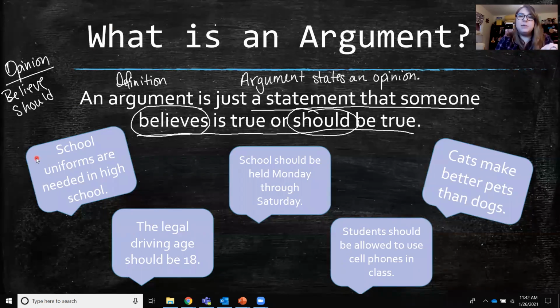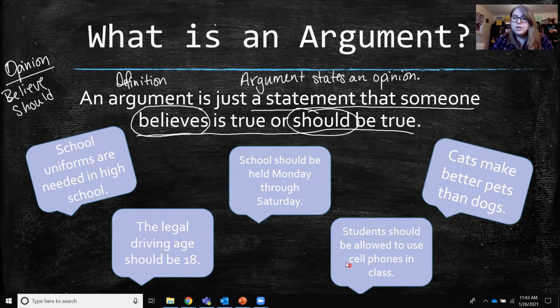And I have a couple of good examples here that show us examples of arguments. Things like school uniforms are needed in high school. That's an argument that someone could make. The legal driving age should be 18. That's an argument that someone could make. And I see that word should here, which automatically tells me that I'm dealing with an opinion. School should be held Monday through Saturday. Again, this is an argument that a person could make, and I see that word should has come again.